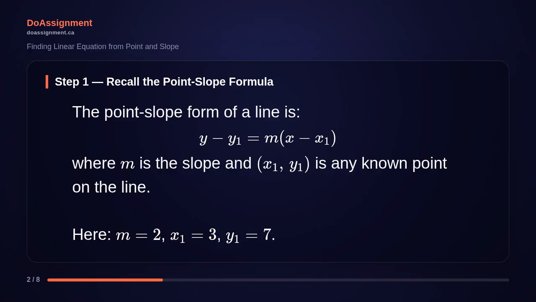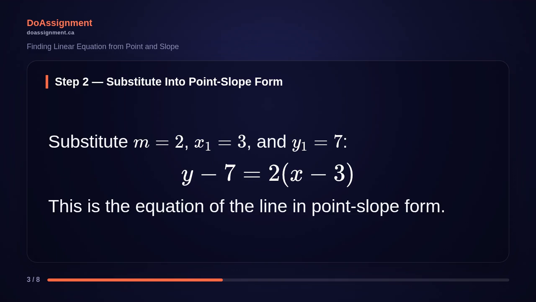We start with the point-slope formula. y minus y sub 1 equals m times the quantity x minus x sub 1. Our slope m is 2 and our known point is (3, 7), so x sub 1 is 3 and y sub 1 is 7. Plugging in those values, we get y minus 7 equals 2 times the quantity x minus 3. That is the equation written in point-slope form.